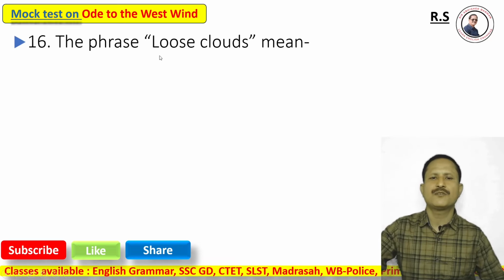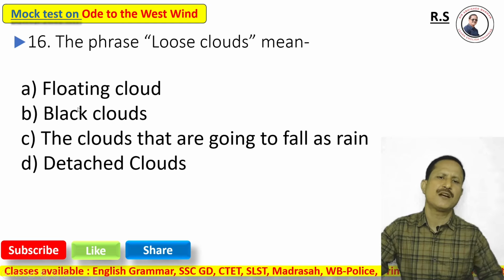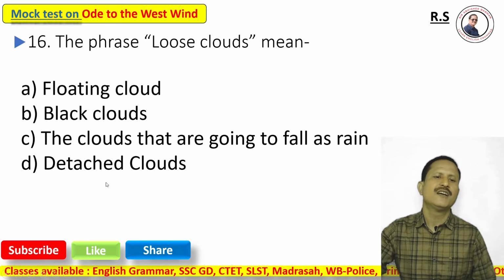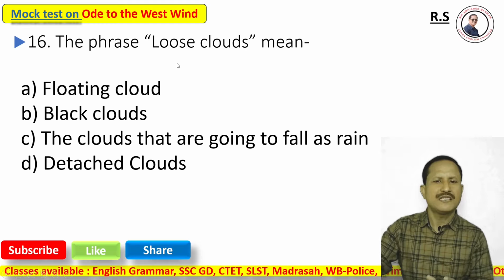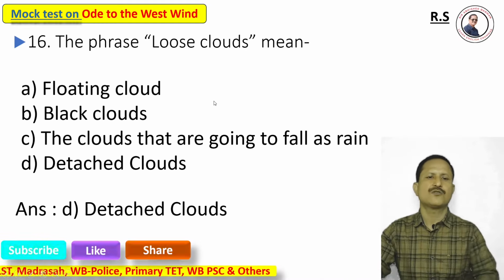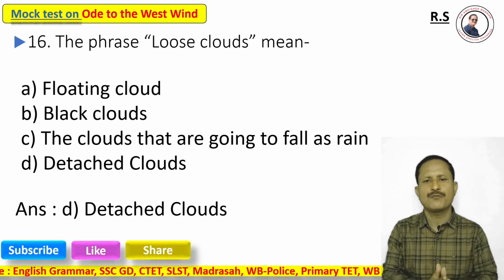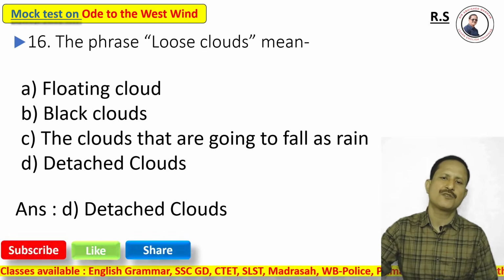Now, question 16. What does the phrase loose clouds symbolize? Option A, floating cloud. Option B, black clouds. Option C, the clouds that are going to fall as rain. Option D, detached clouds. Loose clouds mean option D, detached clouds, because detached clouds symbolize the clouds are separated from each other. Okay, and that's the right answer, detached cloud, option D.